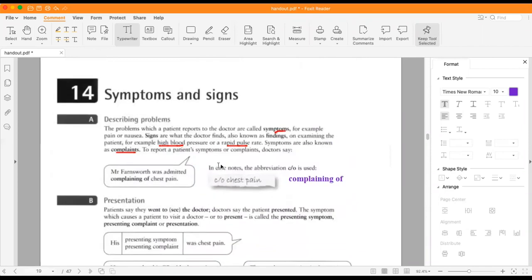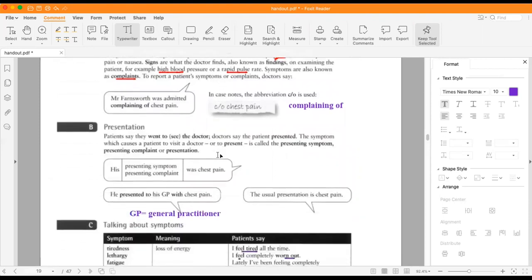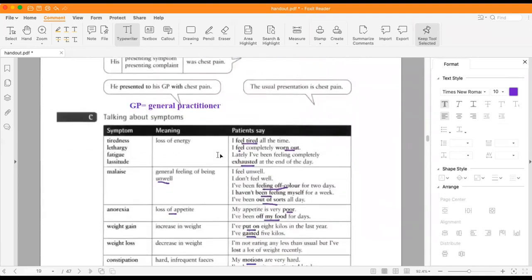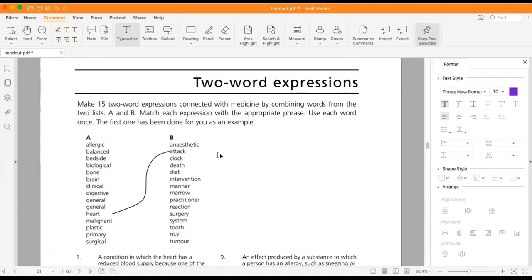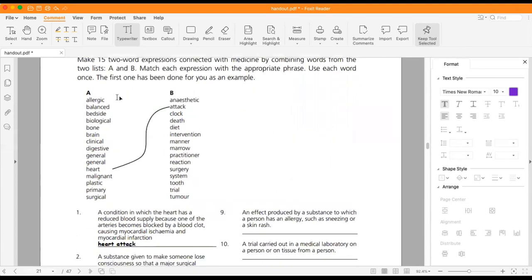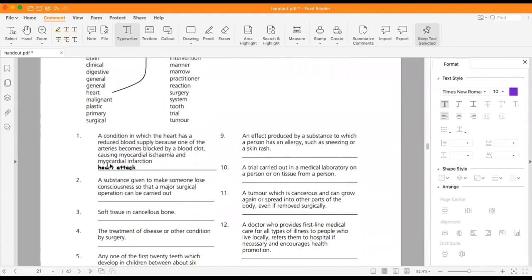This lesson mainly focuses on the symptoms and the signs, and how to express them in medical terms. All right. Let's move here into two-word expressions. This part also is related to the pathology and some of the diseases. We will match here between A and B, and then we will answer the blank here. These blanks are the definition of this word.